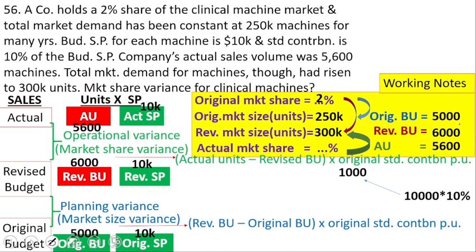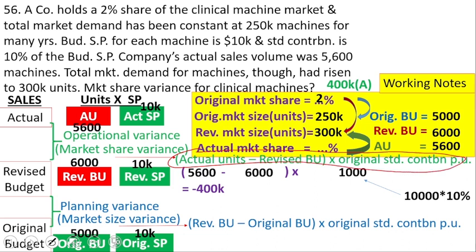So substituting the figures in the formula, actual units is 5,600 units, revised budgeted units is 6,000 units and original standard contribution we've calculated as $1,000. So what's the market share variance? It is negative 400,000. Negative indicates adverse variance. So it is $400,000 adverse.